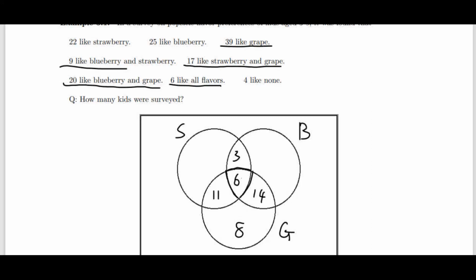So we can fill out this table. Here total like blueberry 25, so here 20, 23, 25, so there's 2. And 22 like strawberry, so here is already 20, so that's 2. And outside is 4. So we fill out this Venn diagram, so we can answer any question. So this is the question: how many kids? We just count the total numbers.